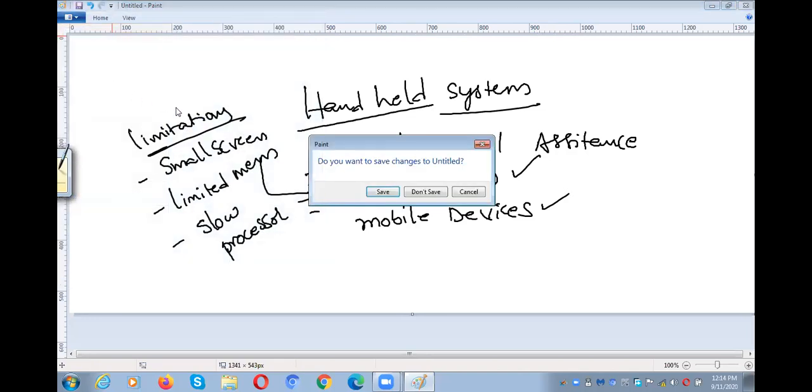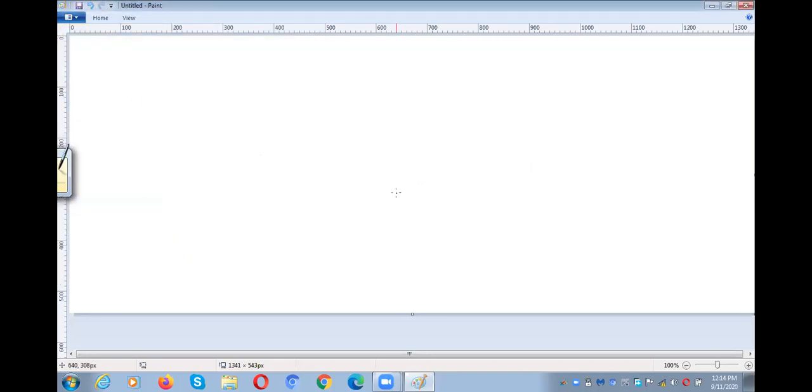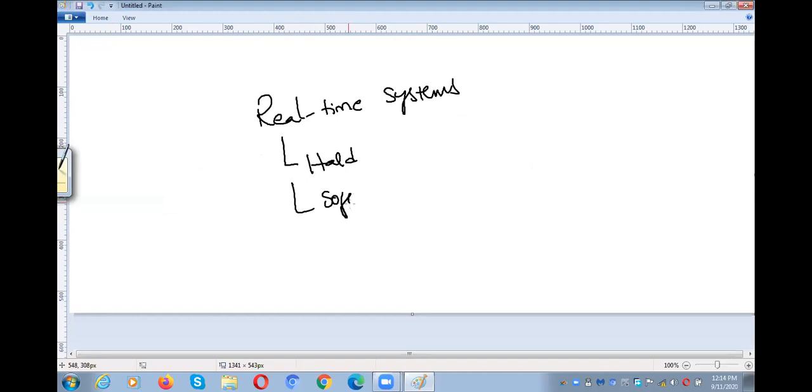Right? Now the next variety, real-time systems. Under the real-time systems, we have two varieties: one is hard and the next one is soft. Hard real-time system and soft real-time system. Here you need to understand the word time. It is very important. It is a clue for this topic.